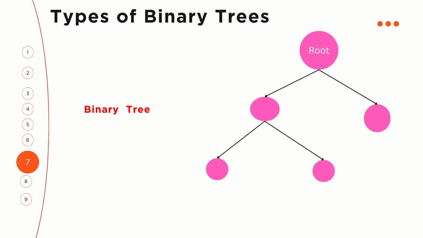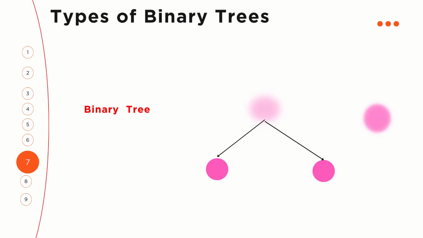Let's now look at the types of trees. We have the binary tree. It simply means that every node is having two children. That is what it means. So you can see that the root here has given birth to two, and then the children under it are also having two children. Basically, this is what a binary tree means.